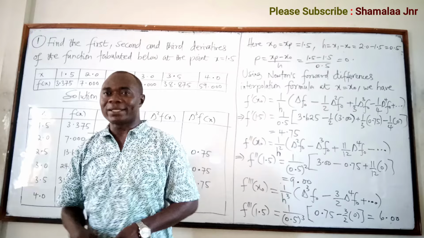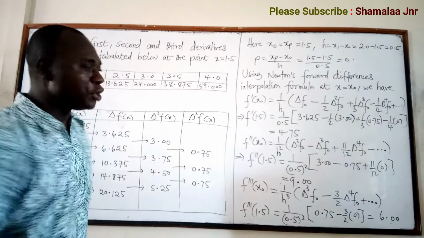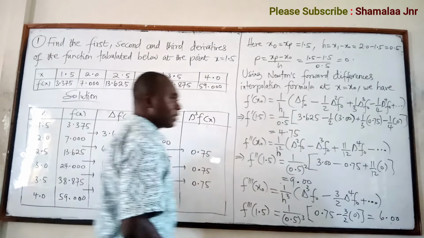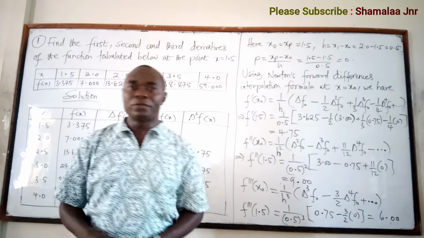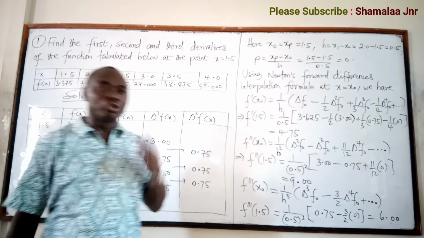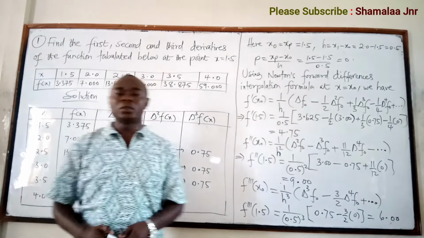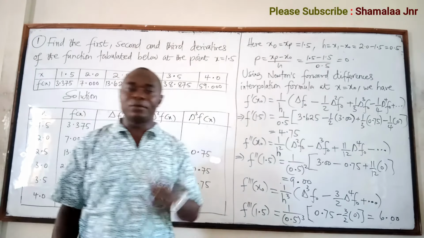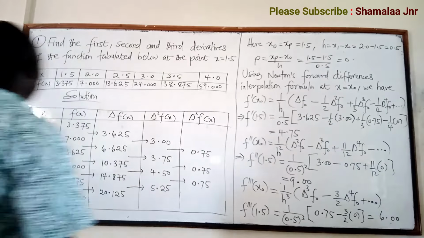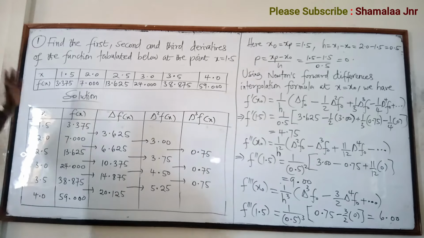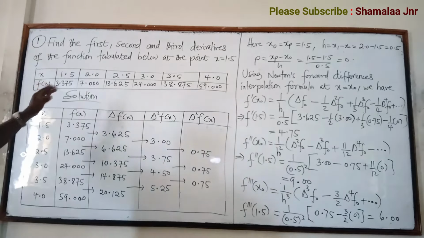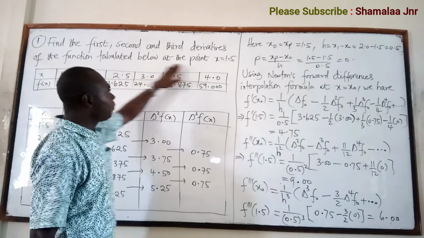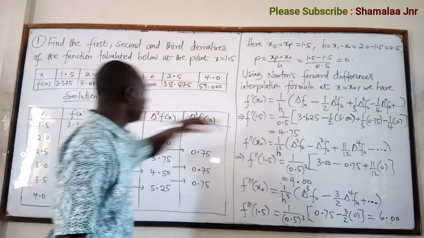Today I want us to look at a question on numerical differentiation. Viewers, I've already introduced you to numerical differentiation. Those of you who have not watched my video on introduction to numerical differentiation, you are advised to do that before watching this. The question is, find the first, second and third derivatives of the function tabulated below at the point x equal to 1.5.